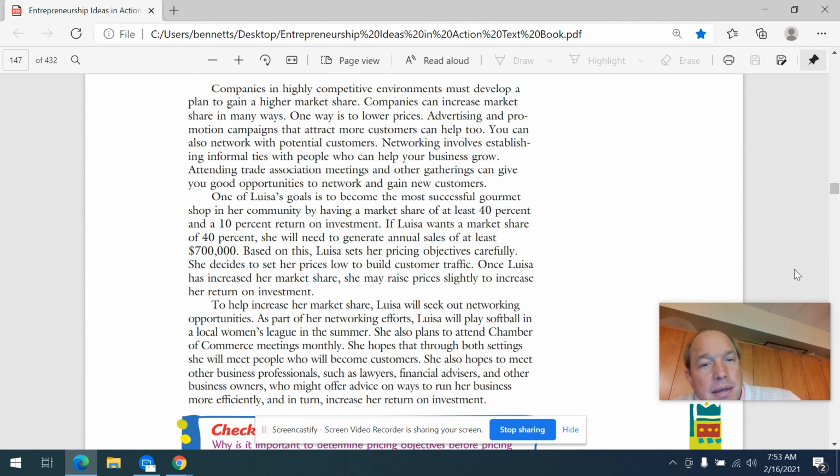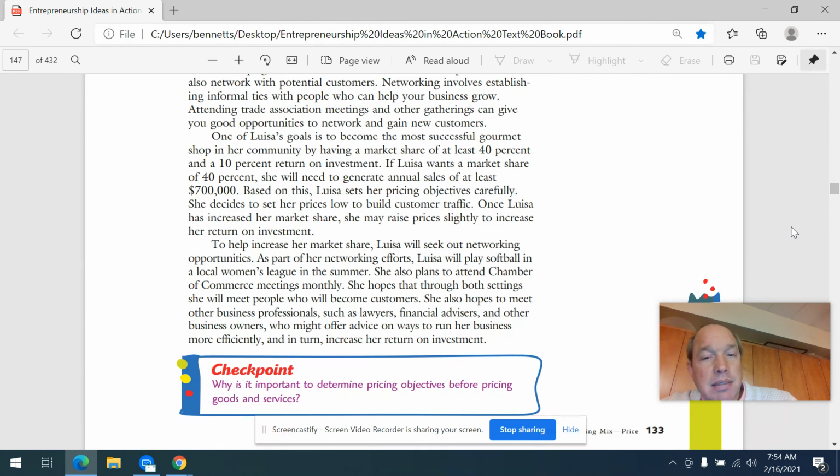Companies in a highly competitive environment must develop a plan to gain a higher market share. Companies can increase market share in many ways. One way is to lower prices. Advertising and promotion campaigns that attract more customers can help too. You can also network with potential customers. Networking involves establishing informal ties with people who can help your business grow. Attending trade association meetings and other gatherings can give you good opportunities to network and gain customers.